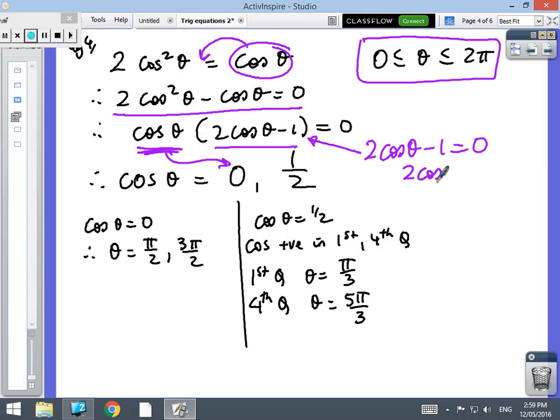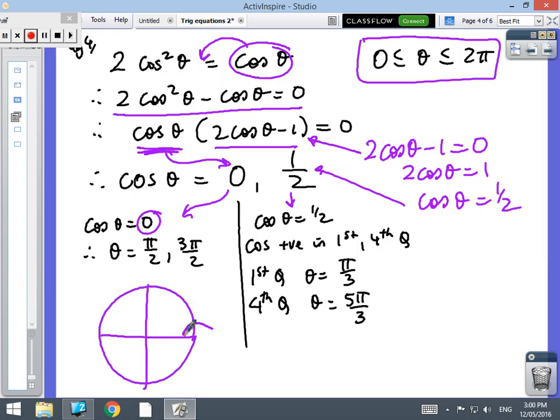So 2 cos theta equals 1, so cos theta equals a half. So that's how I got that half value there. So you get 2 solutions. You get the 0 solution, and you get the half solution. Now this one here, 0.